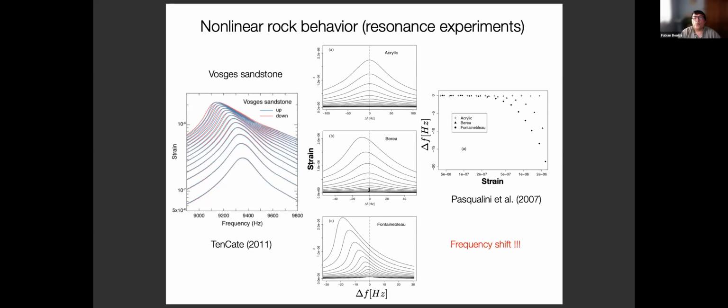When they use Berea sandstone, on the other hand, you start seeing shifting to the left, to low values of frequency, and it's even more pronounced if you use Fontainebleau sandstone. So if you plot the shift of the frequency as a function of strain, you get what some people in geotechnical earthquake engineering recognize as similar to the G over G max behavior. So this is the frequency shift.